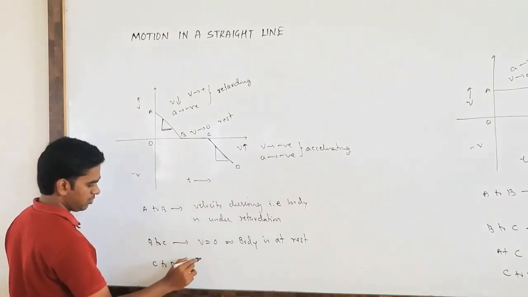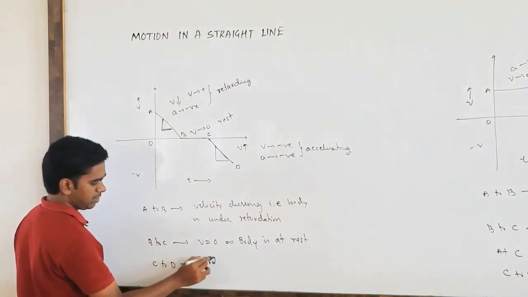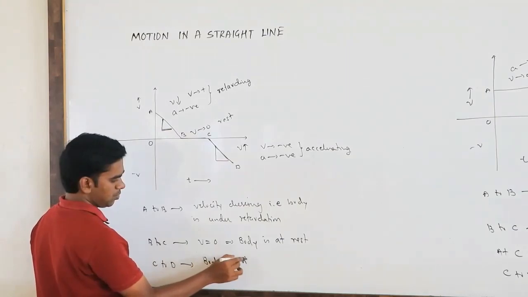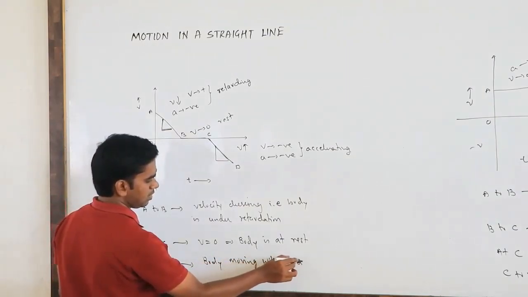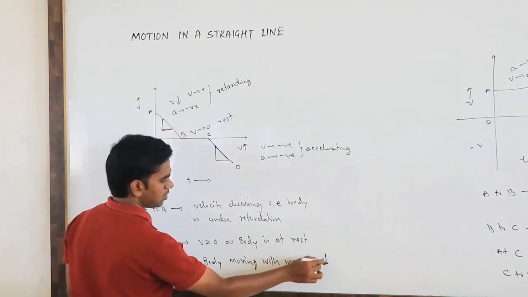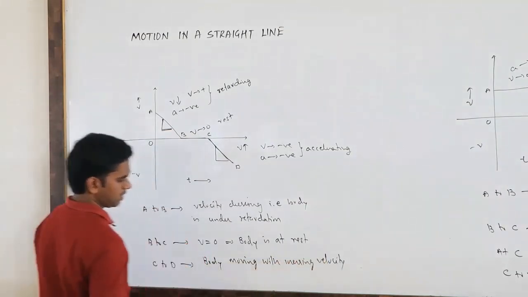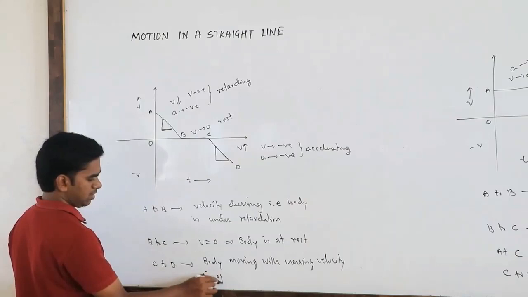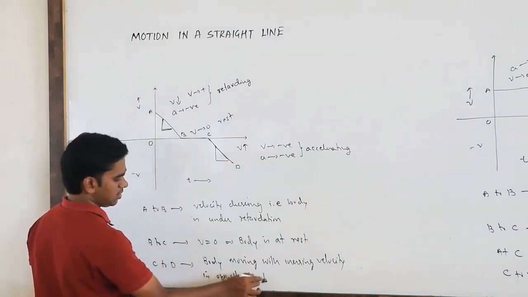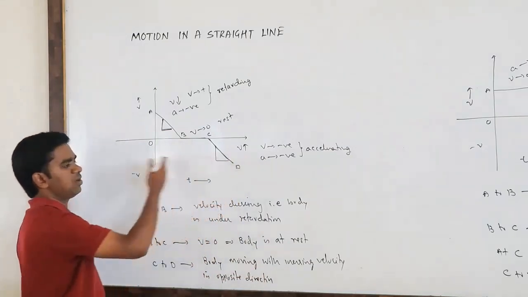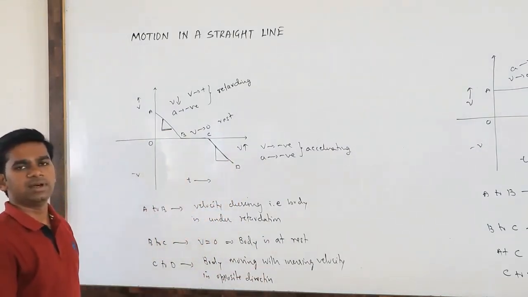Okay, so the body is moving with increasing velocity in the opposite direction, or you can say it is now moving along the negative x-axis.